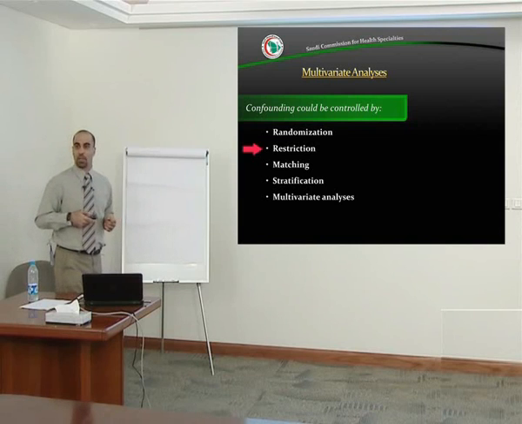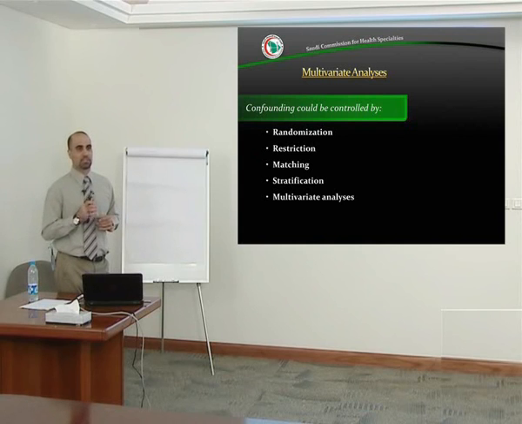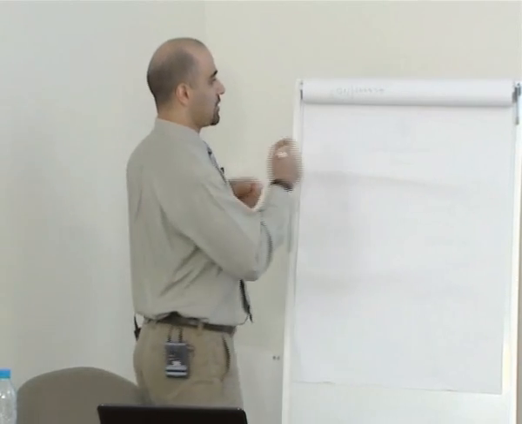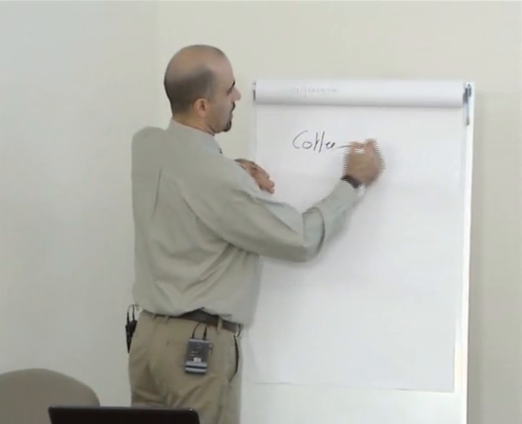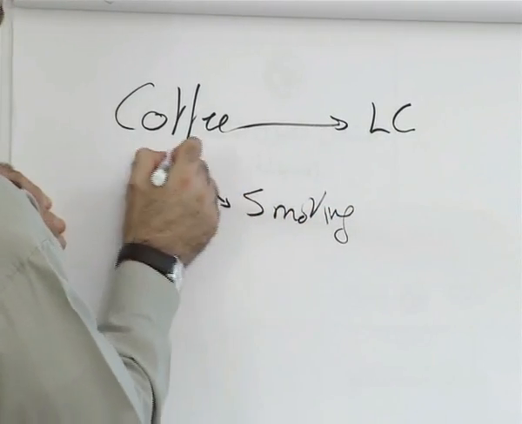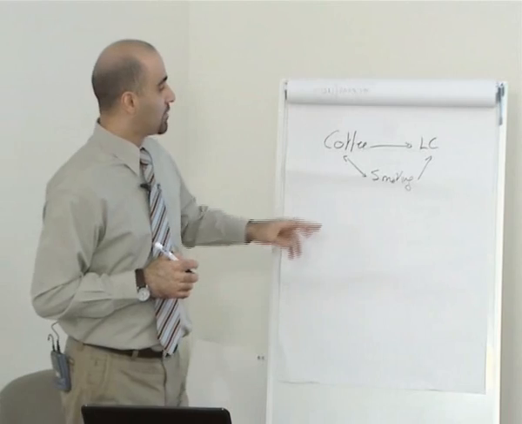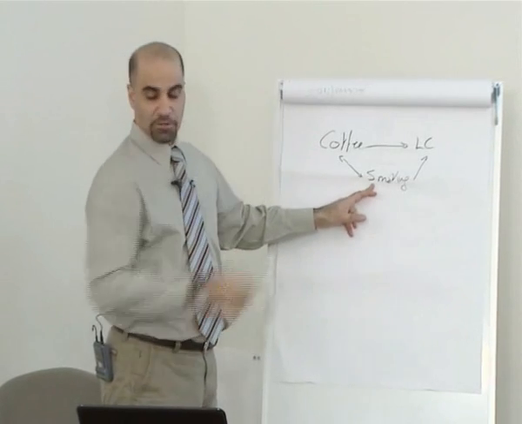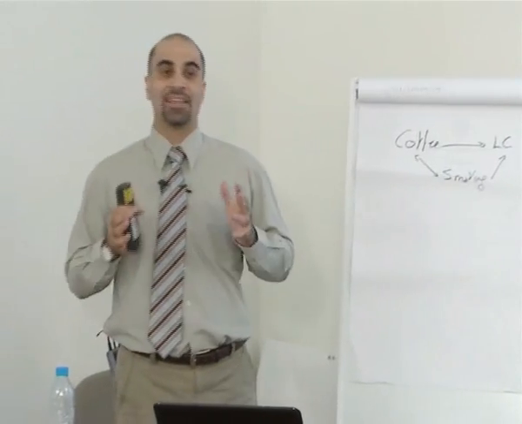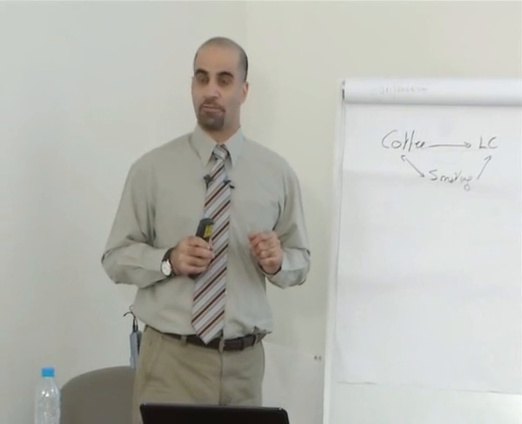I can do restriction. What does restriction mean? I do not take everybody. I take a group of people. For instance, you remember the example about coffee and lung cancer. So I have coffee drinking and the outcome is lung cancer. So smoking is the confounder. Why? Because it's associated with coffee and with lung cancer. So smoking, when I want to control for it by restriction, I say I do not want to take any smokers. I restrict my study only among non-smokers. So I control for the effect of confounding.